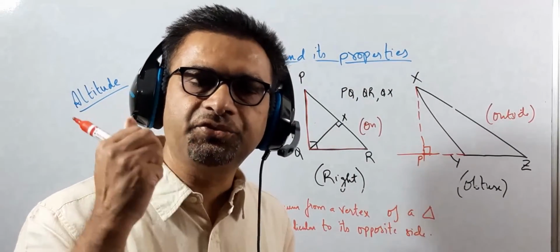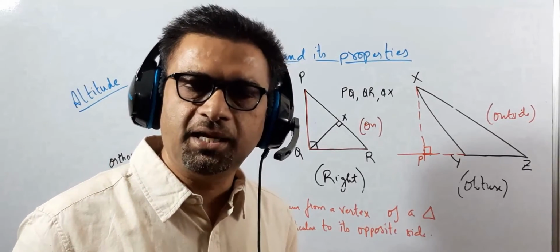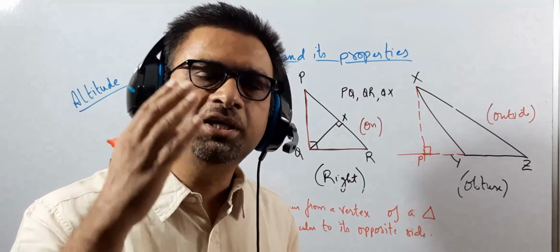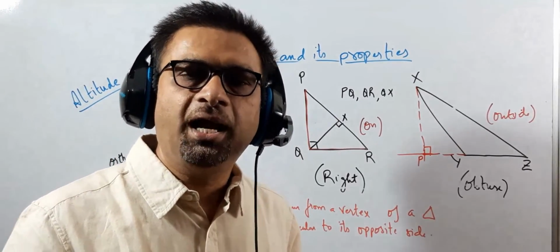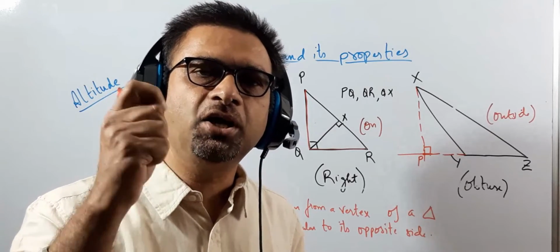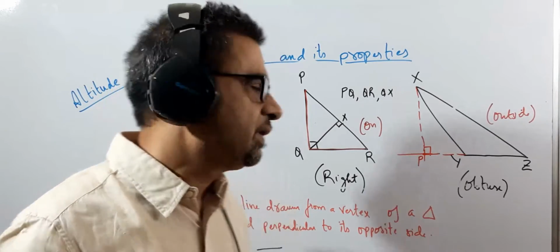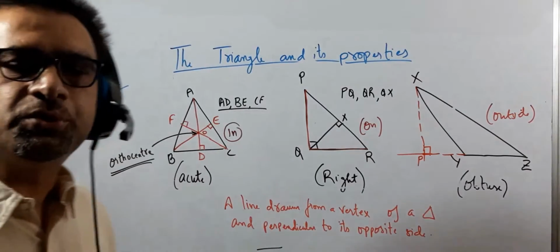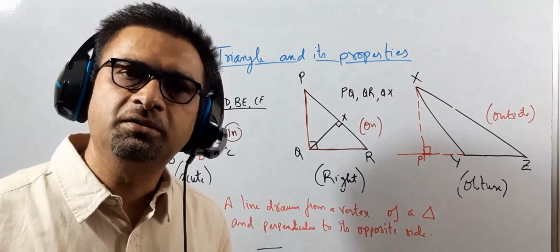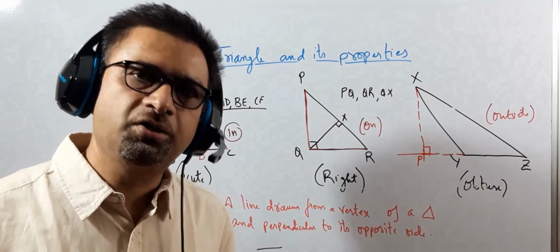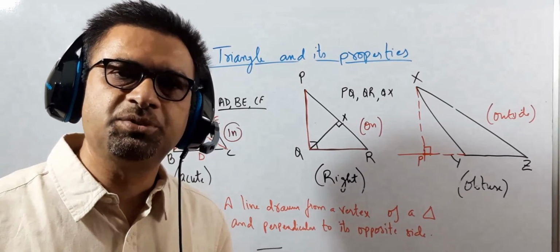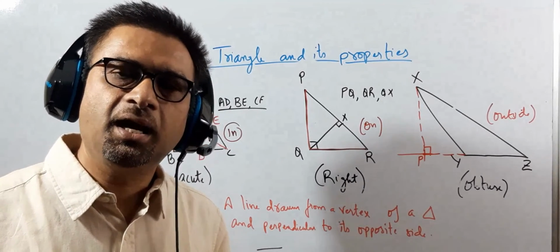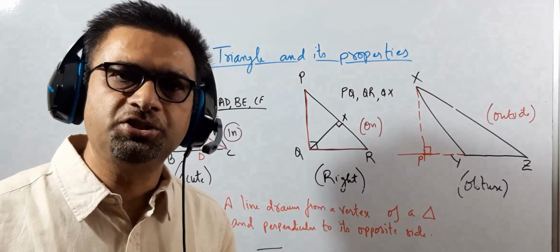Just as there are three medians in any triangle, there are three altitudes in any triangle, and the point where the three altitudes meet is called the orthocenter of a triangle. So hope you are good with the concepts involving medians and altitudes in a triangle.